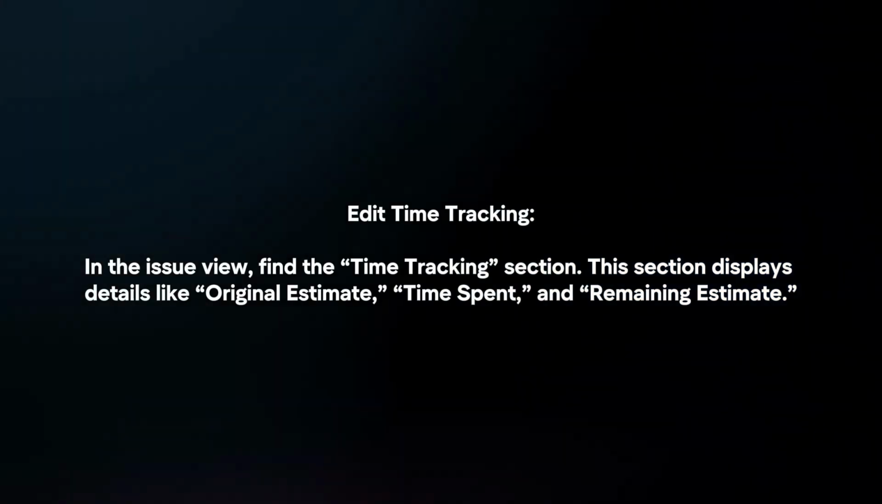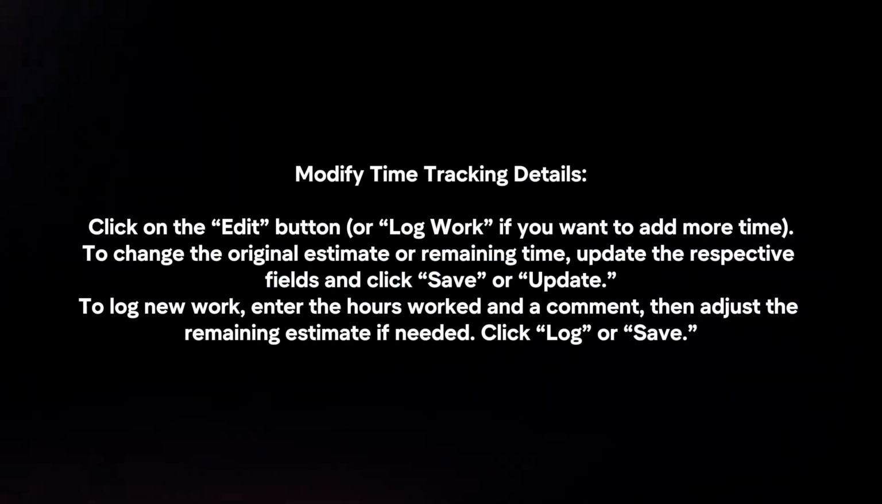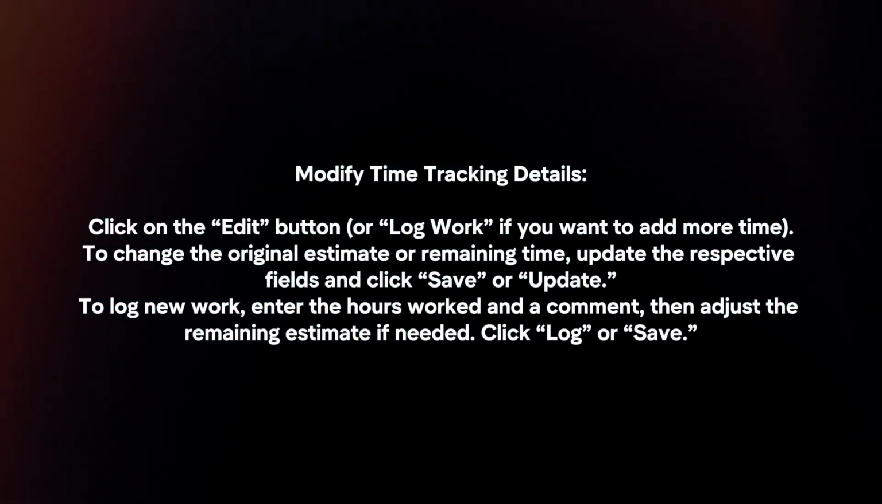Edit time tracking. In the issue view, find the time tracking section. This section displays details like original estimate, time spent, and remaining estimate. Modify time tracking details. Click on the Edit button.